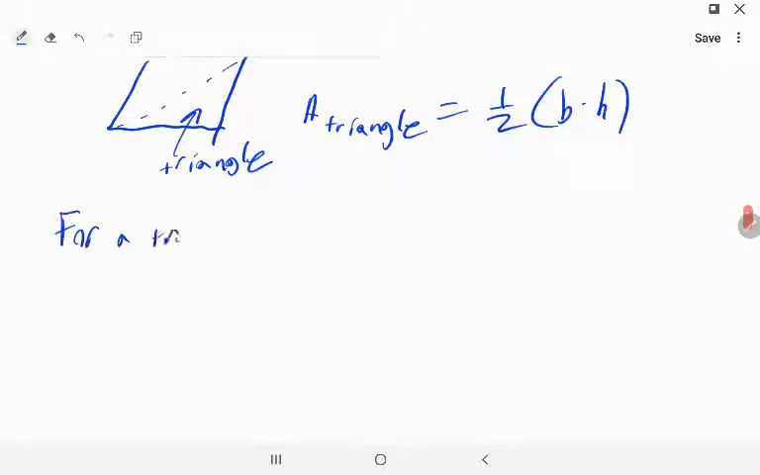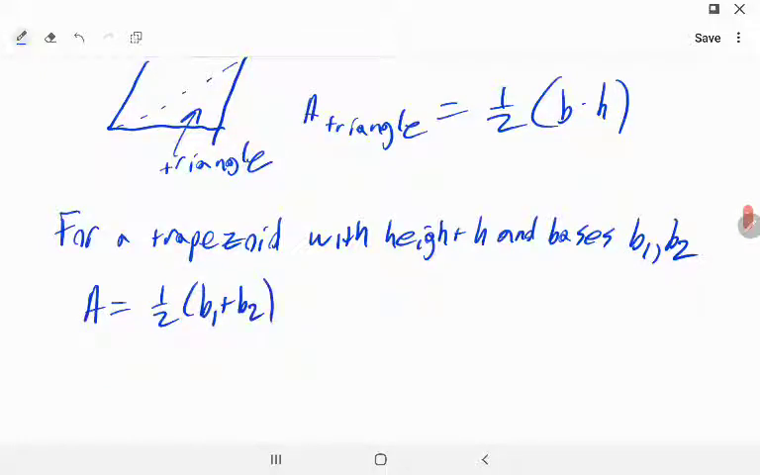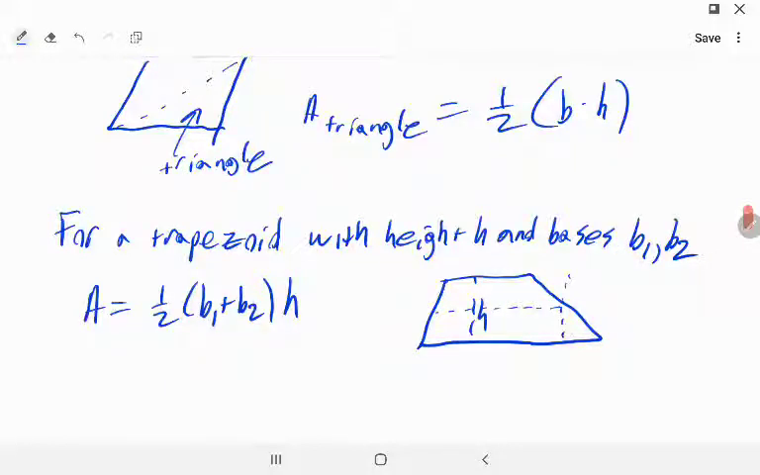For a trapezoid with height H and bases B1 and B2, we know the area is going to be 1/2 (B1 plus B2) times H. And so what we're noticing there is that if we know the height, we can imagine that we can chop off the bottom triangles and move them up to the top, and it's going to give us a rectangle that's going to have height H and a width that's the average of the two bases.